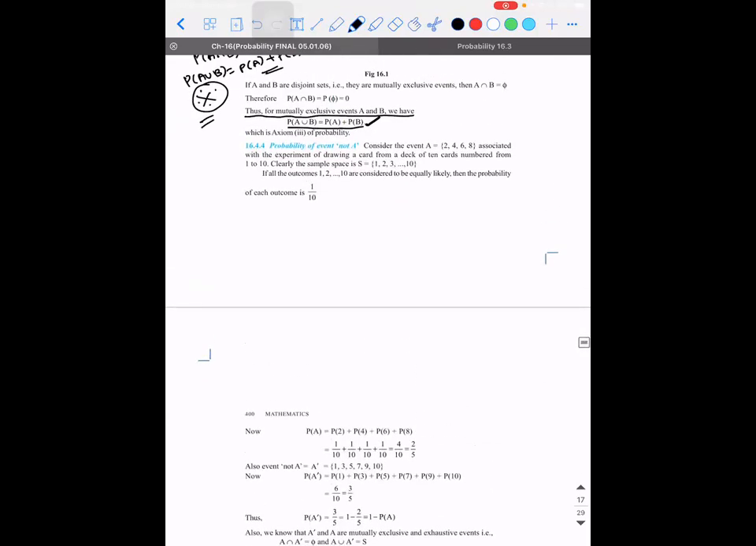Now, what is the probability of event not A?